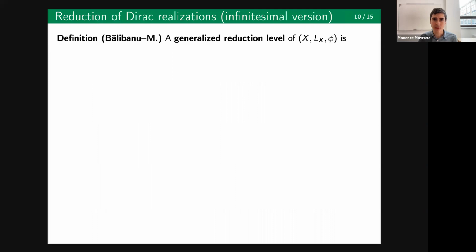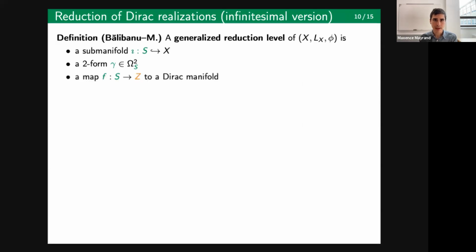So first of all, we can generalize the notion of reduction levels. So we have a phi-twisted Dirac manifold X, and a reduction level is a submanifold, as we had before, a two-form, and also a map to another Dirac manifold we will call Z, could be twisted also. And then certain compatibility conditions have to be satisfied.